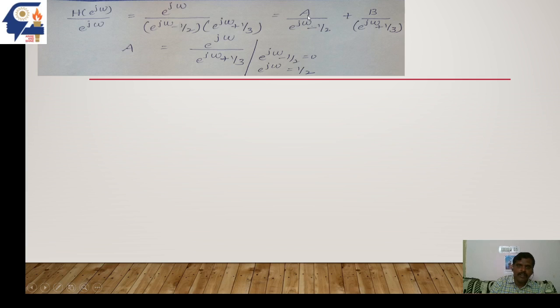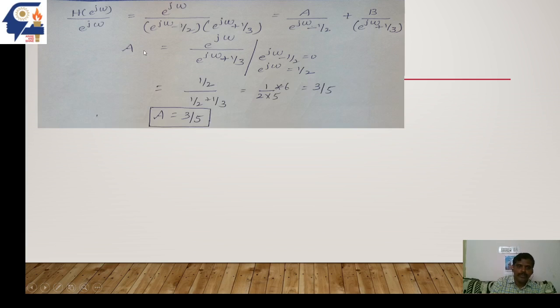To find A value, A equal to the denominator of A is this one. You remove e power j omega minus 1 by 2 from the original one, then remain 1, e power j omega over e power j omega plus 1 by 3, at e power j omega minus 1 by 2 is equal to 0. This is the denominator of A. Now e power j omega equal to 1 by 2. Put e power j omega equal to 1 by 2 in this equation, you will get A value. So A equal to 3 by 5.